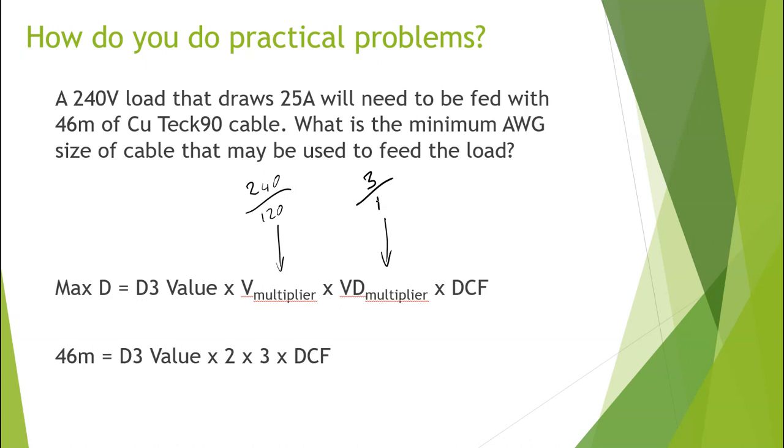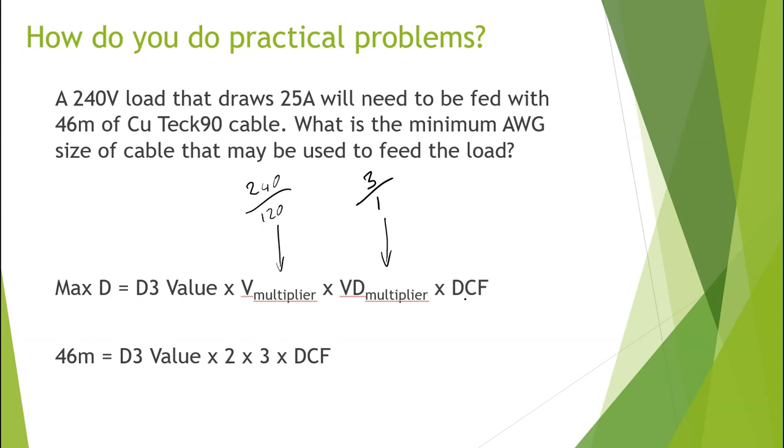That leaves us with a D3 value and a DCF. Now the reality is that we can't calculate the DCF until we have a wire size. And in reality, the DCF is a relatively small multiplier, typically in the range of 1.08 to 0.96-ish. So it's a relatively small multiplier, whereas the D3 value can be a very substantial multiplier.